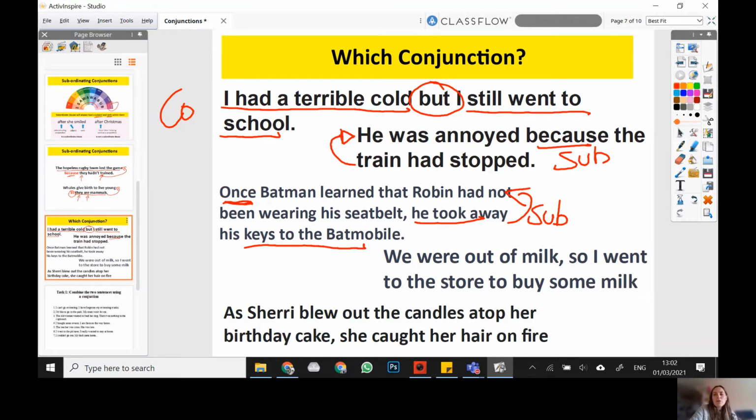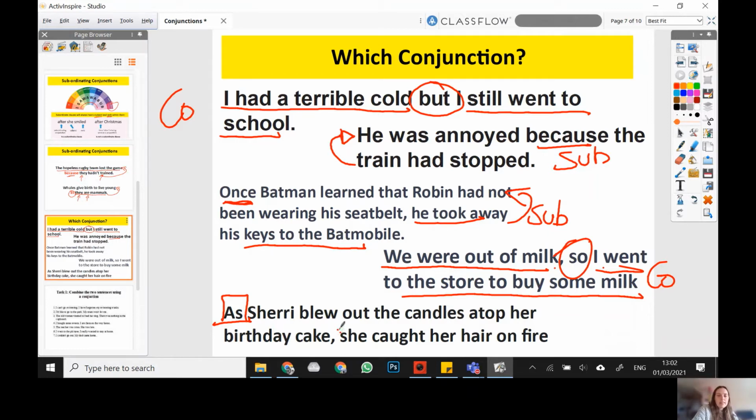Number 4, we were out of milk, so I went to the store to buy some more milk. Okay, so again, we were out of milk. I went to the store to buy some milk. Okay, this one is two separate sentences, so it is a coordinating conjunction. And last but not least, as, there's my conjunction, as Sherry blew out her candles atop her birthday cake, she caught her hair on fire.